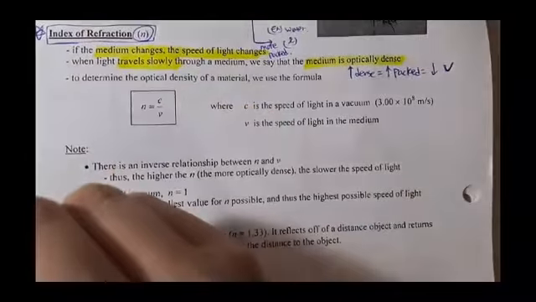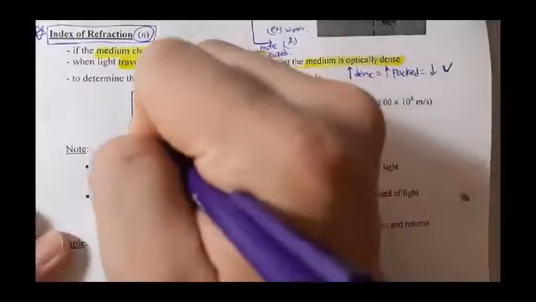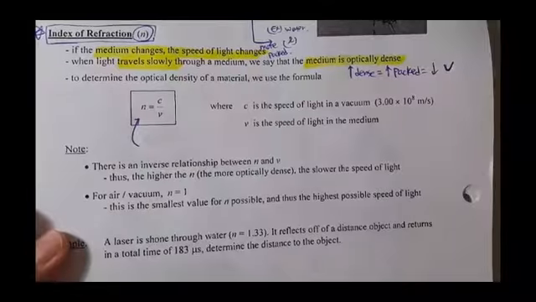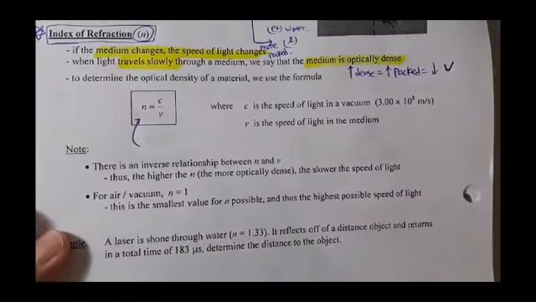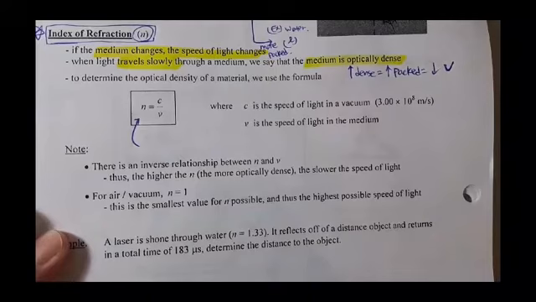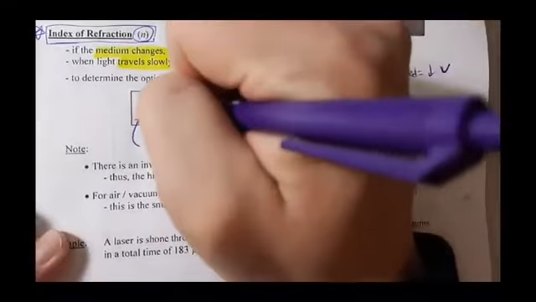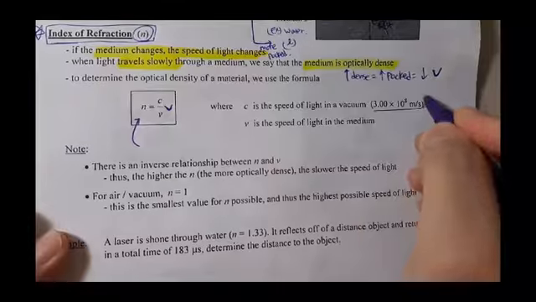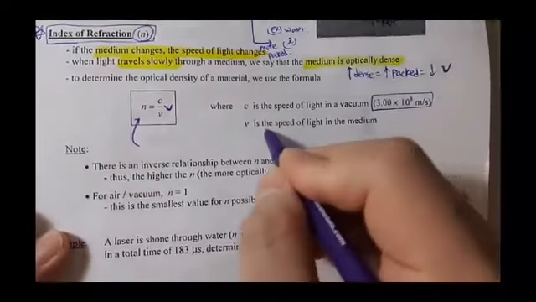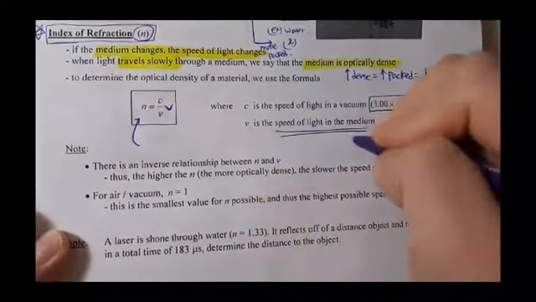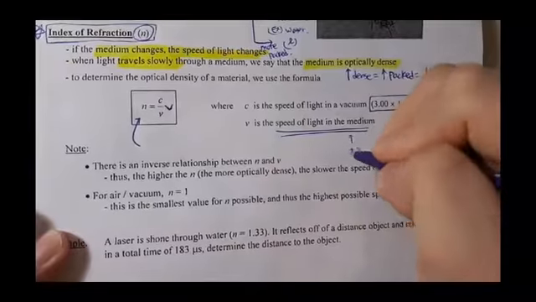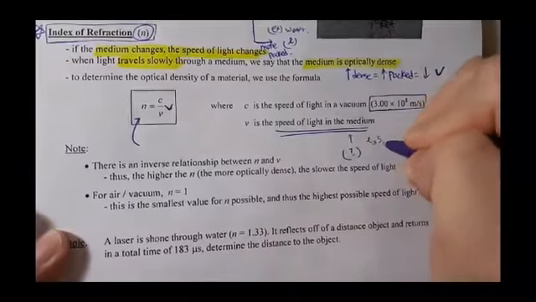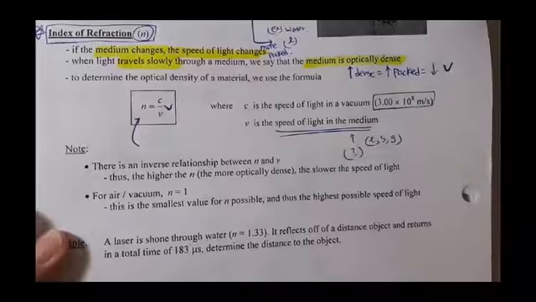To determine the optical density, we use the formula n = c over v. So technically the lowest density you can think of is 1, because c is always the higher value. c is 3.00 × 10^8, and v is the speed of light in a medium. And we don't know what the medium is. It can be liquid, solid, gas, one of those.